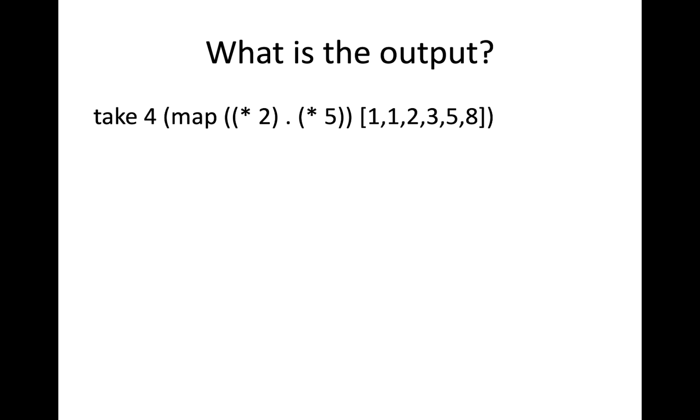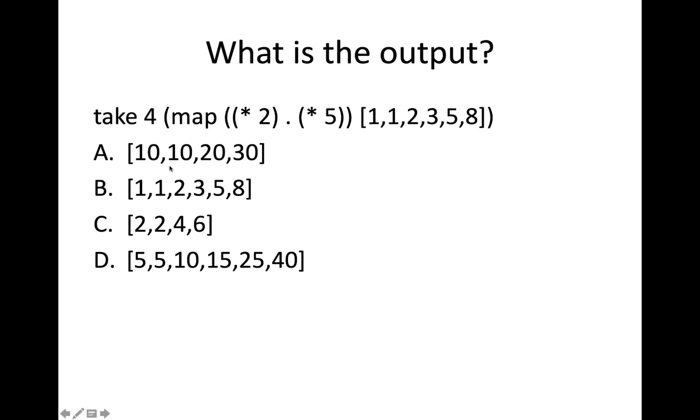Now let's take another exercise. Here we have one small list as the input, and then this map similar, and then we have a take 4. So it will be which one? 10 multiplied with 1, 1, 10, then 10, 20, 30, then 50, 80, right? And 4 of them will be taken, so A should be the right answer.